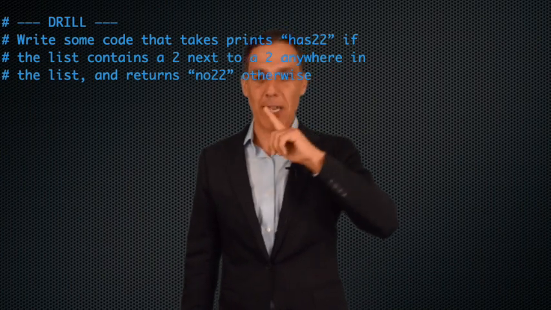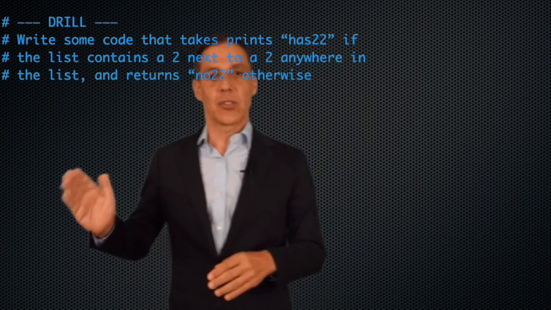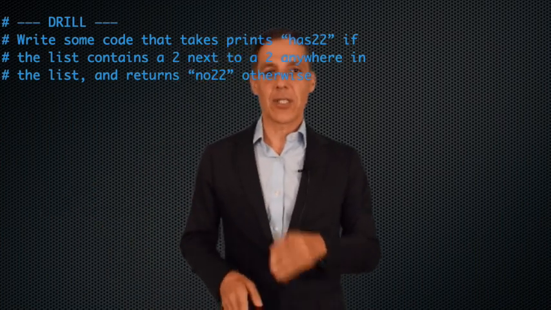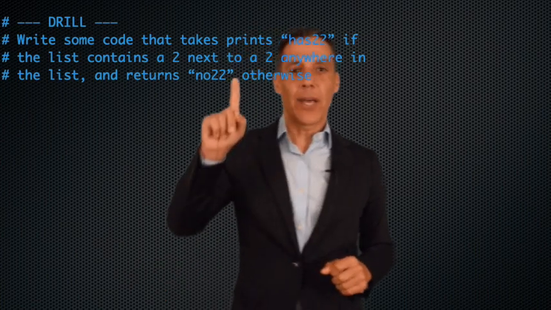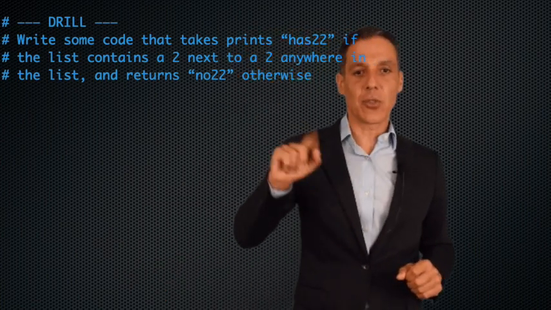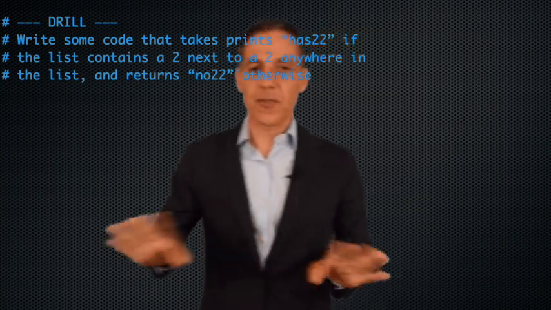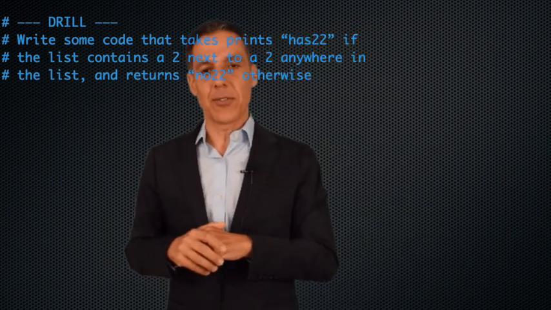So here's a little trick. Imagine now I have the list 2, 2, 4, 7, 2, 2. Now that list clearly has a 2 next to a 2, but I only want you to print has 22 once. If you print more than once, it's fine, but try to do it once. And here's a little hint.